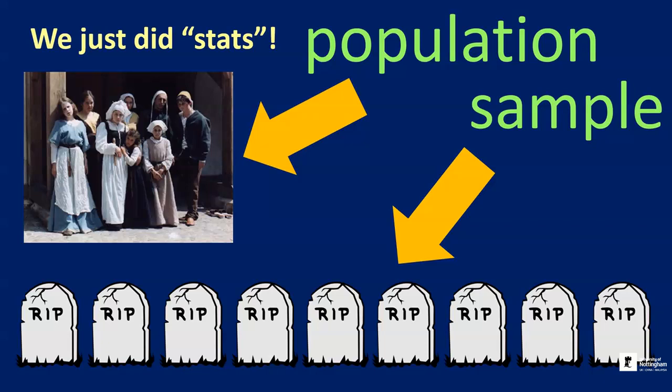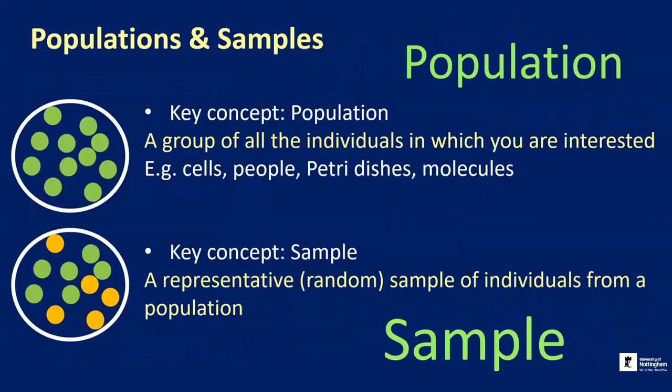So the words population and sample are really important bits of statistical jargon that you need to remember. The population is the whole group of individuals that you're trying to make generalizations about. The sample is the small subgroup that you have access to and from which you can collect data. So the key concept here with a population is that it represents all of the individuals in which you're interested.